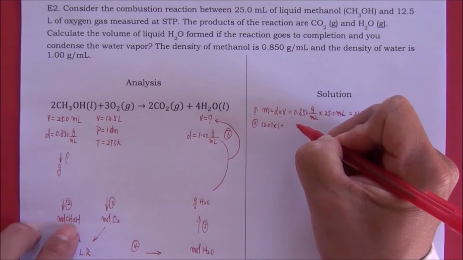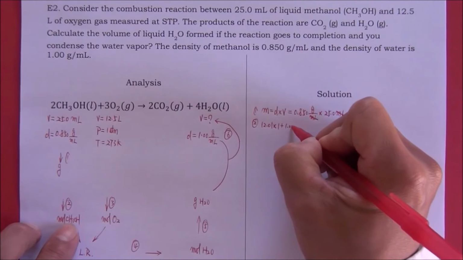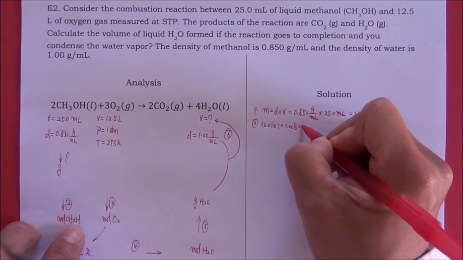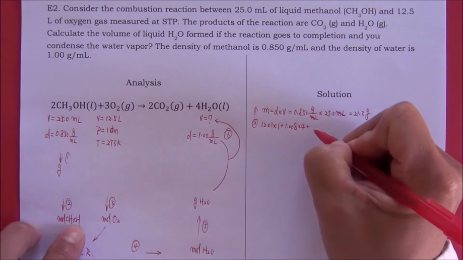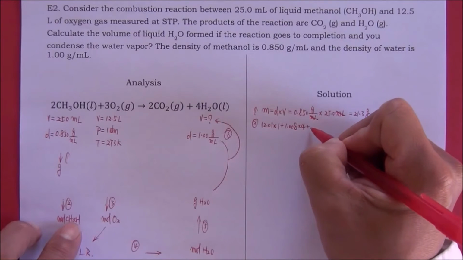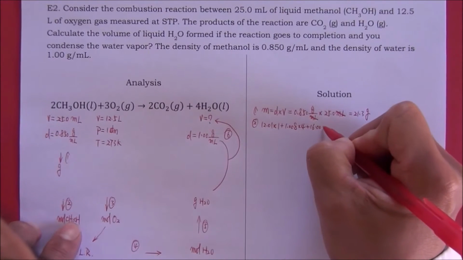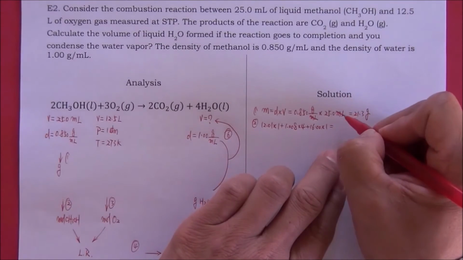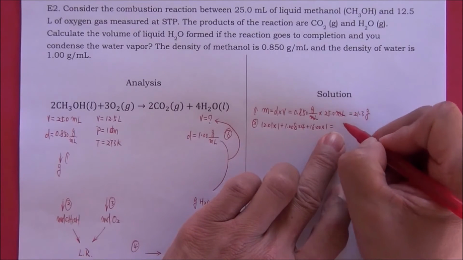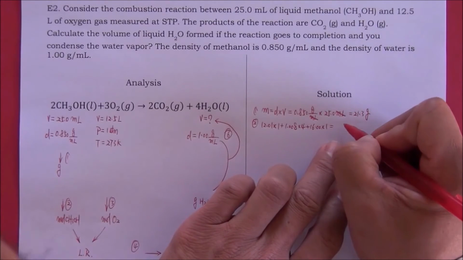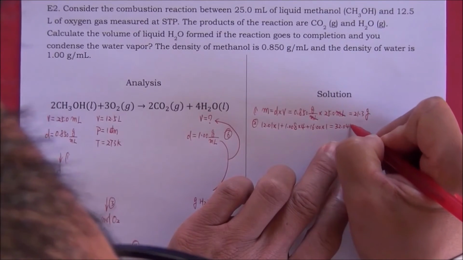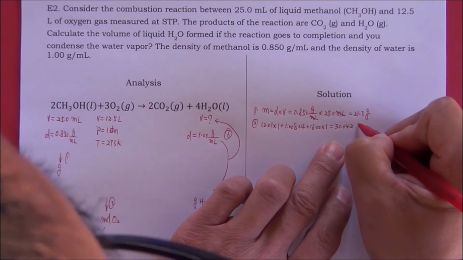The atomic mass of hydrogen is 1.008. We have 8 hydrogen atoms in the molecule. The atomic mass of oxygen is 16.00. We only have 1 oxygen atom in the molecule. After we punch all the numbers into a calculator, we get 32.042. The unit is gram per mole.